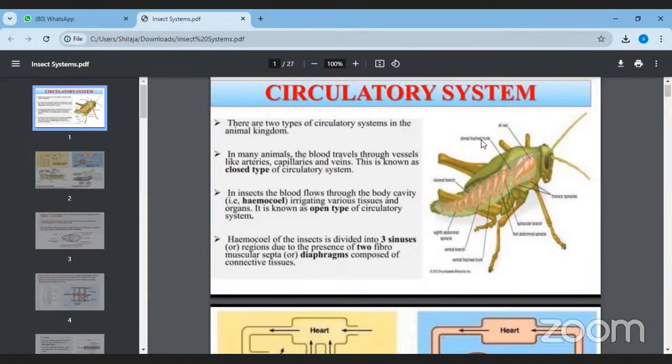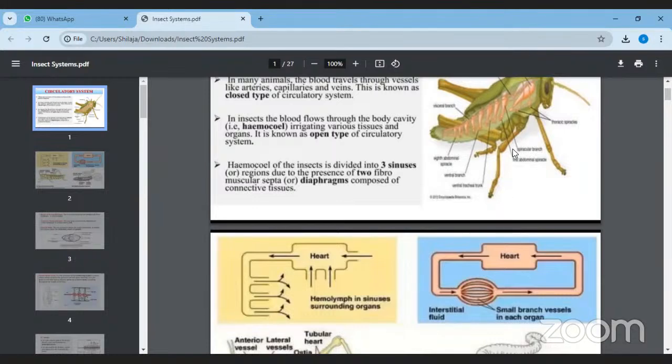Wherever I have kept the arrow mark, that is the dorsal tracheal trunk region, where we are seeing the dorsal vessel carrying the hemocoel, and the visceral branches also we can see. When you keep the diagram in front of you, then you will understand the things very well.